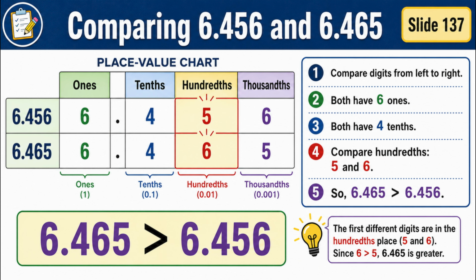Comparing 6.456 and 6.465. To compare decimals, compare the digits from left to right. Both numbers have 6 in the ones place. Both numbers have 4 in the tenths place. Now compare the hundredths place. In 6.456, the hundredths digit is 5. In 6.465, the hundredths digit is 6. Since 6 hundredths is greater than 5 hundredths, 6.465 is greater than 6.456.